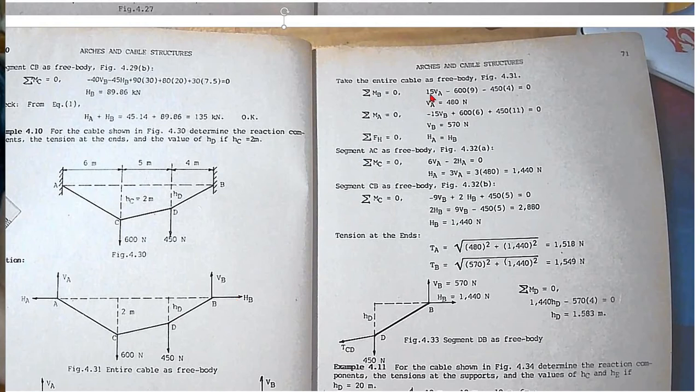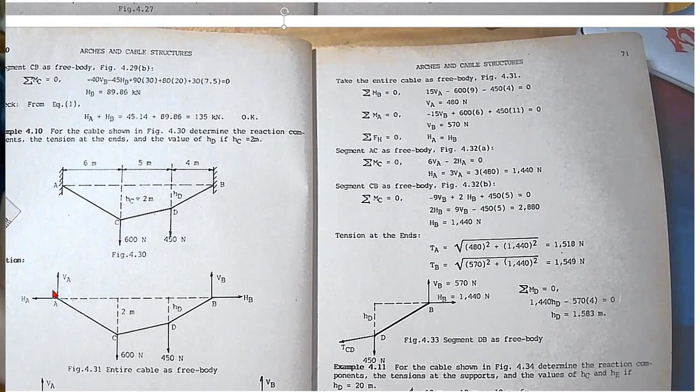So, balik tayo dito. 15 times VA. So, what that is 6 plus 5 plus 4 minus 600 times 9. Ito. Minus 450 times 4 is equal to 0. And then, from here, you can get VA. Summation moment at A is equal to 0. From there, you can get V sub B. And then, summation forces horizontal is equal to 0. Notice na walang horizontal loads, kaya ang mag-i-equate lang or ang magkokontrahan na horizontal forces yung reactions.